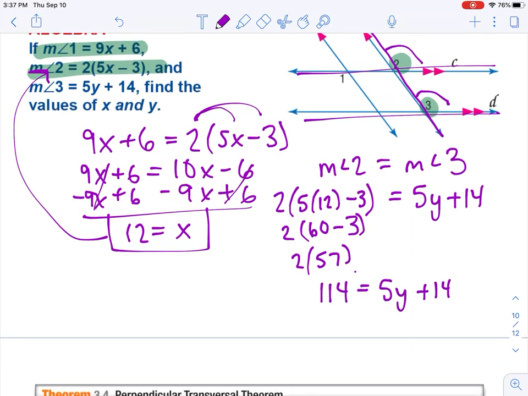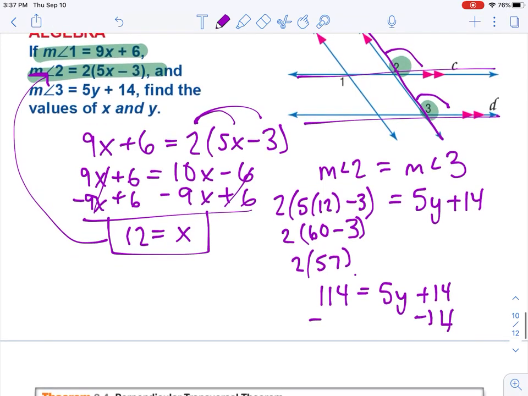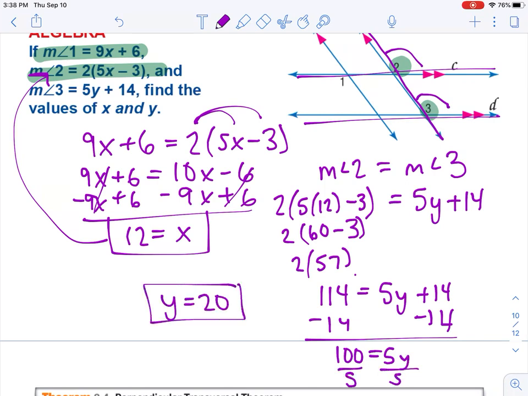Okay, so I simplified my left side. I can solve for y. So y will equal 20. Now, not always are our diagrams to scale, so you can plug these into the equations to check, but if it's not exactly right on the diagram, don't worry too much about it. They're not always to scale.